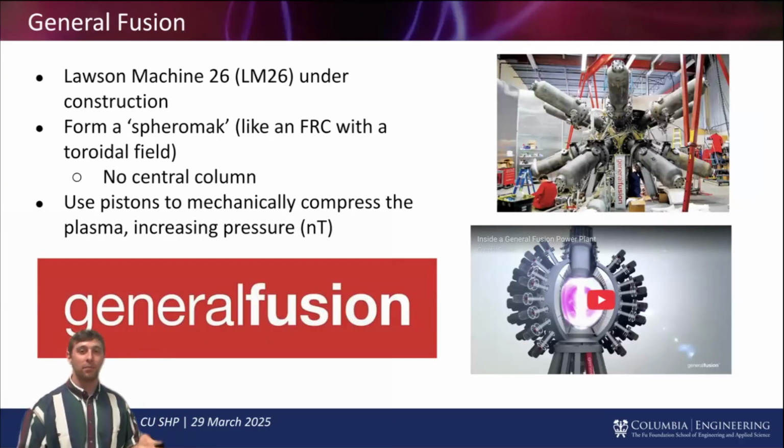A final company that we'll talk about briefly is General Fusion. General Fusion isn't making an FRC per se, but they are making something that's called a spheromak. This is like an FRC, but it does have a toroidal field in contrast with FRCs. That being said, it's not created using the central column, the central solenoid that's used in tokamaks. In the case of General Fusion, they're actually using pistons to mechanically compress the plasma that fusion is occurring in order to heat it up and improve the conditions to get more fusion energy.